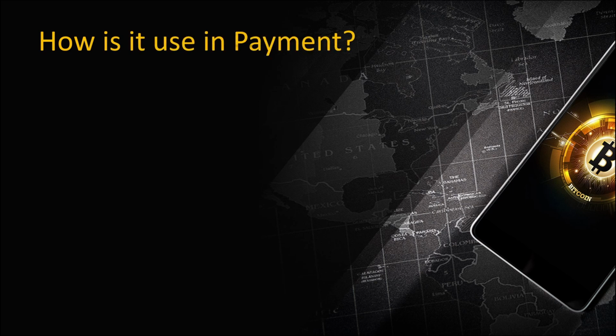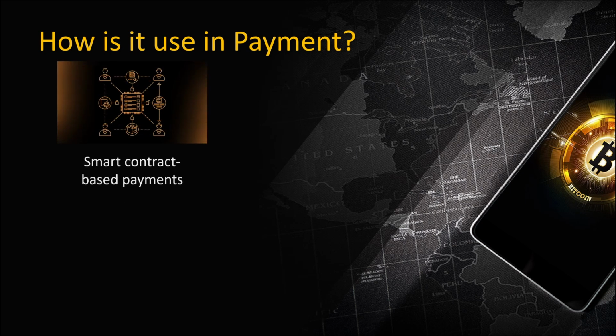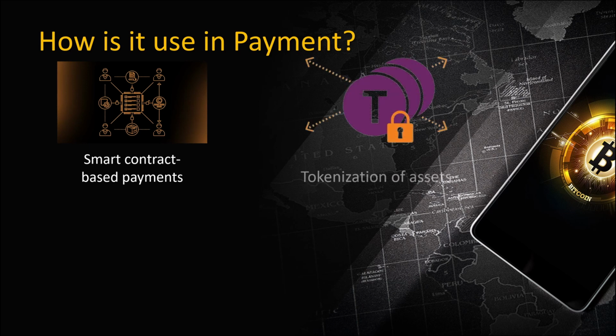So how is blockchain used in payment? First is smart contract-based payments. Blockchain-based smart contracts can be used to automate the process of payments, such as the transfer of funds from one party to another, based on certain conditions being met. Second is tokenization of assets. Blockchain technology can be used to create digital tokens that represent ownership of real-world assets, such as stocks, bonds, and real estate. These tokens can be bought and sold on a decentralized exchange and can be used to make payments.